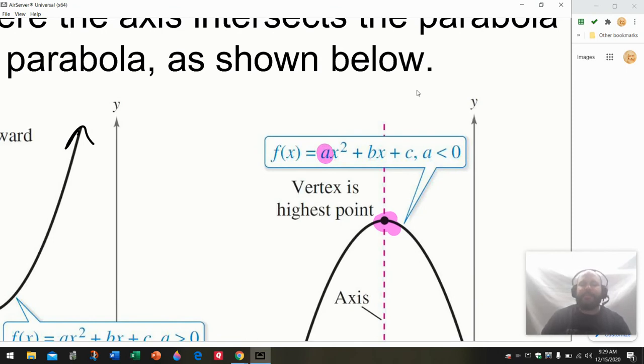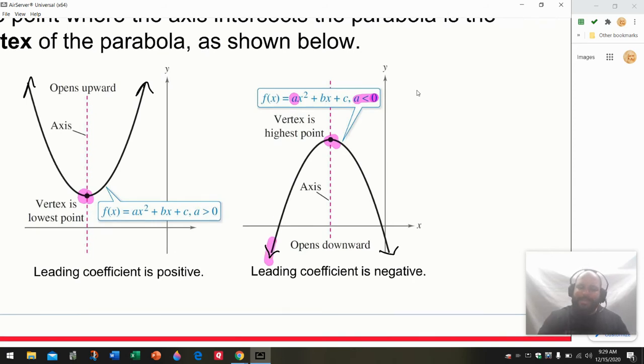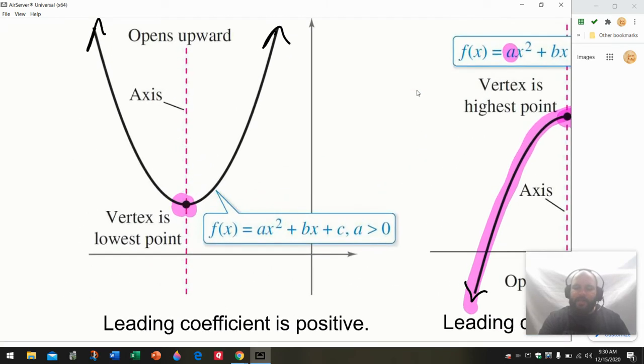This a number, the number that's in front of the x squared term, is what determines if the parabola opens up or down. So you can see I highlighted a, and then over here to the right, you can say that a is less than 0, meaning that a number is negative. If the a number is negative, you will get a parabola that opens down, just like you see me highlighting. Okay? And along the same lines, if this a right here, the number in front of the x squared term, is greater than 0, meaning it's positive, then you will get a parabola that opens up.